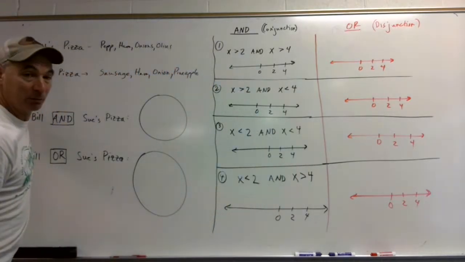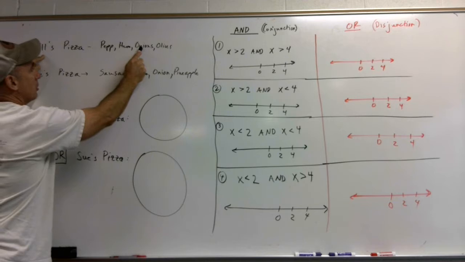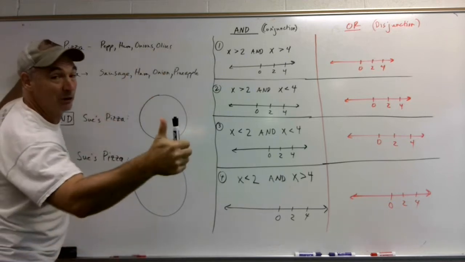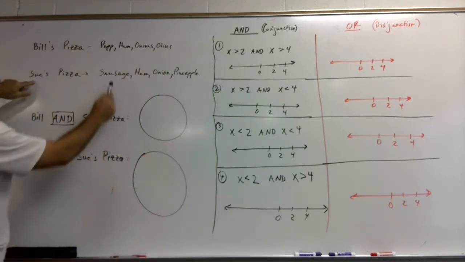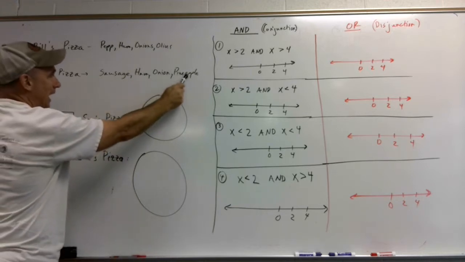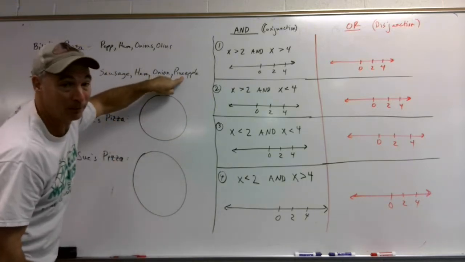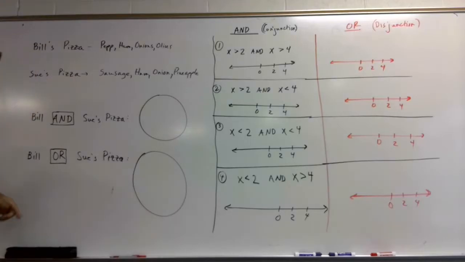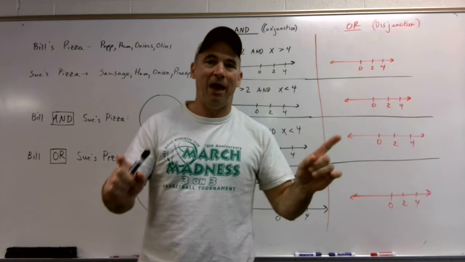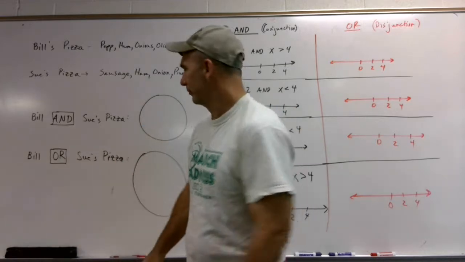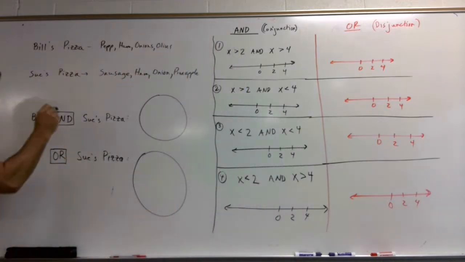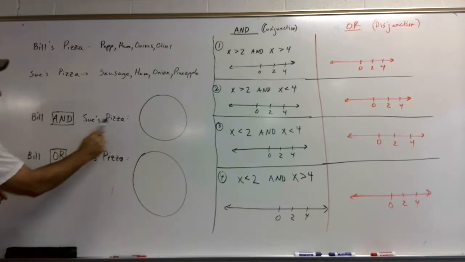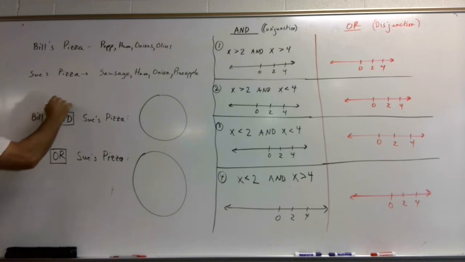So here we got Bill's Pizza. Pepperoni, ham, onions, olives. Sounds like a winner. Sue, she likes sausage, ham, onion, and pineapple. Not a big fan of the pineapple, I don't know about you. But if we ordered, now listen to me carefully, mathematically speaking, Bill and, this is a conjunction, Sue's Pizza, we would look for what they have in common.